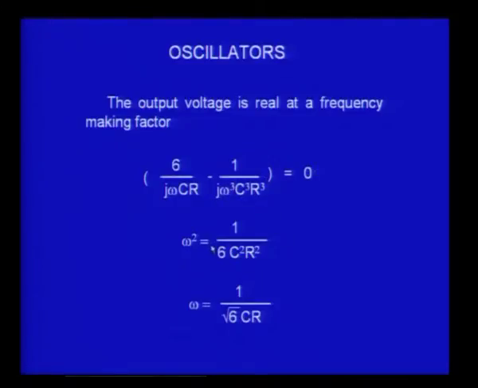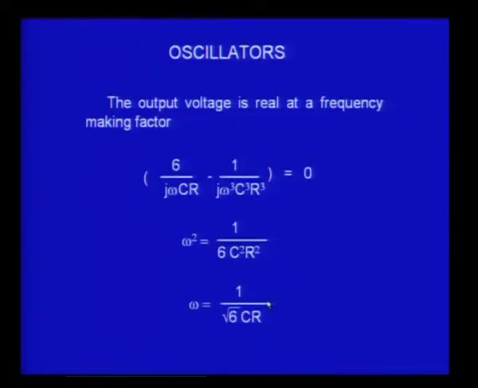If you simplify these, you get omega square is equal to 1 by 6 c square R square, and omega is 1 by root 6 c R, and omega you know is 2 pi f. Therefore f is equal to 1 by 2 pi root 6 R C. So this is the expression for frequency. The expression for frequency comes from the condition that the network should have imaginary component 0. If you do that, automatically you get the frequency.